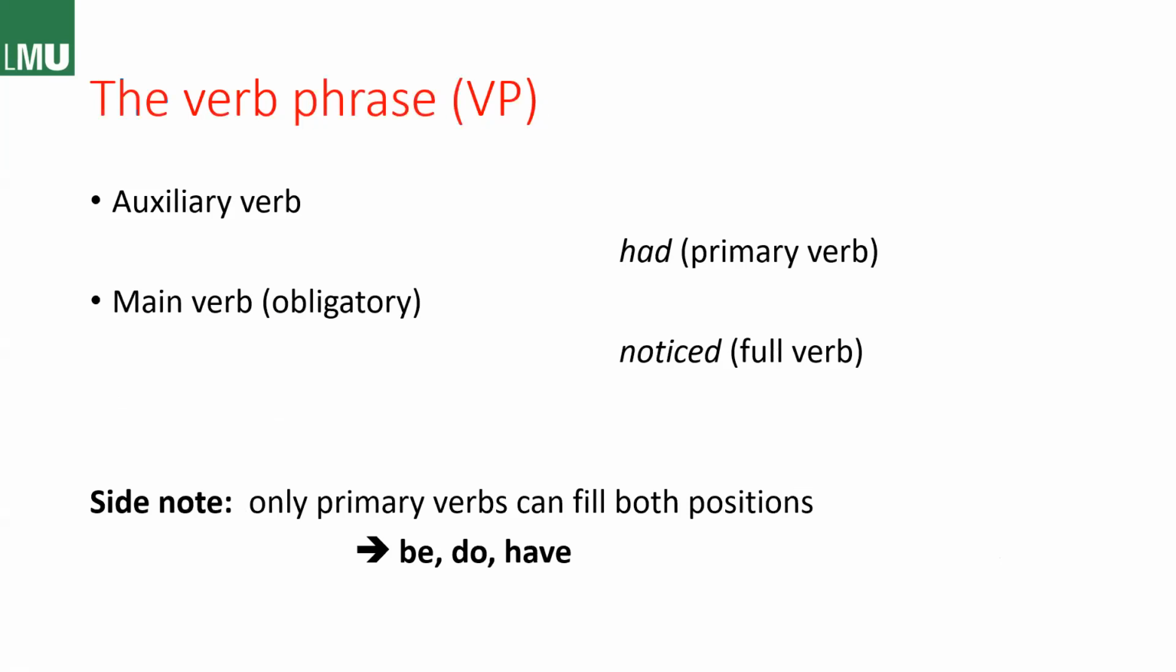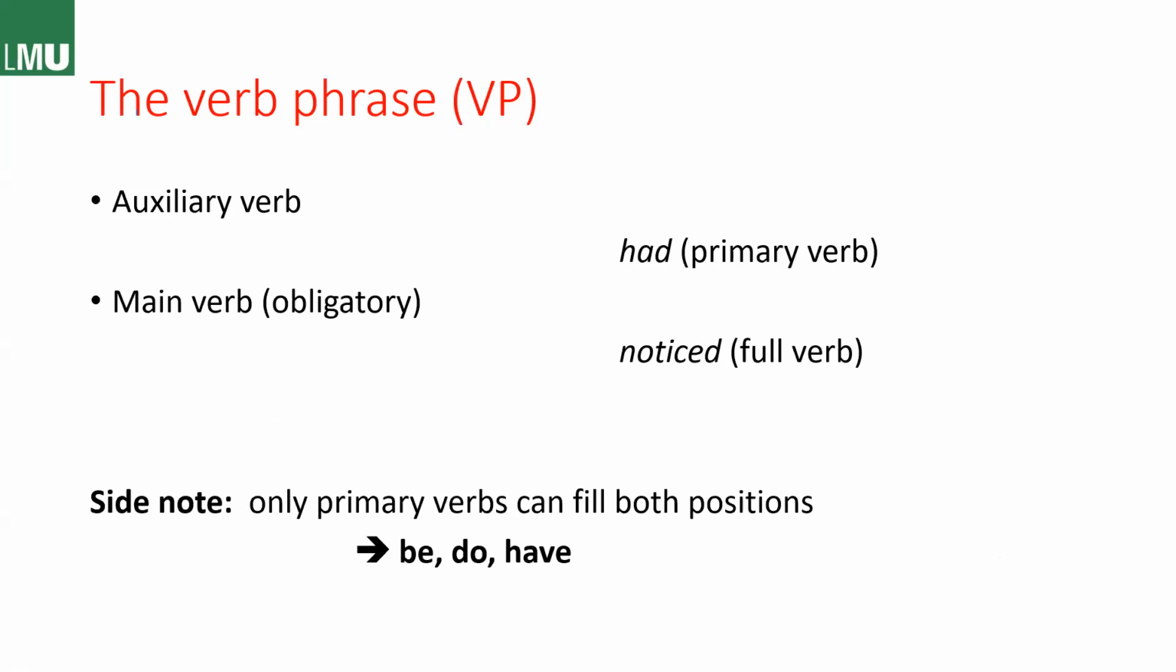Next up, we've got the verb phrase. In my opinion, the easiest phrase there is, because A, it has only two parts, and B, it can fulfill exactly one function in the sentence, namely the verb. And what is a verb phrase?